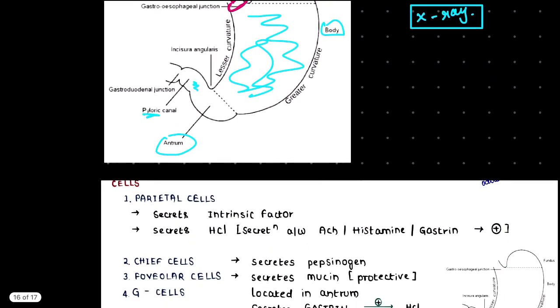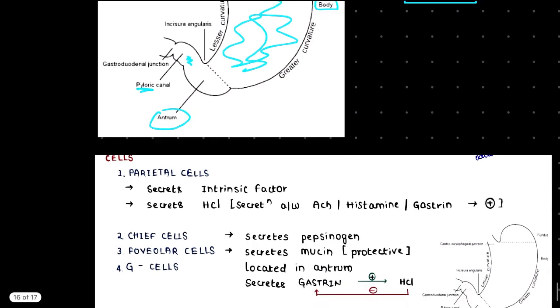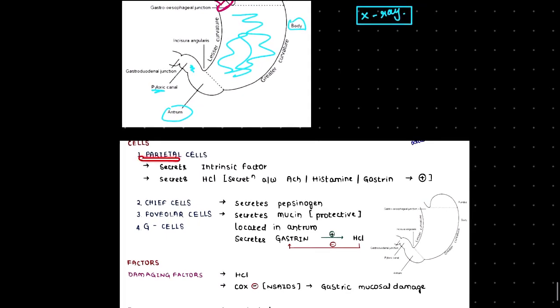Now let's look at the various cells present in the stomach region, with a histological link. The cells present are the parietal cells. The important function of the parietal cell is that it secretes intrinsic factor, which helps in absorption of vitamin B12. Similarly, it secretes HCl, our gastric juice, and this HCl secretion is enhanced by acetylcholine, histamine and gastrin. These are stimulatory factors that increase the activity of parietal cells and increase secretion of HCl.